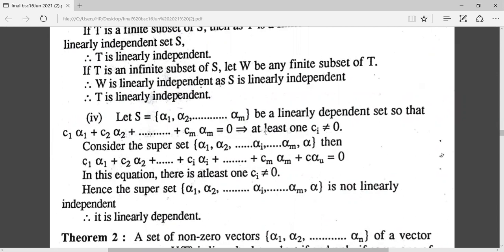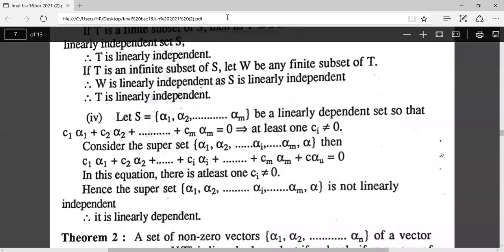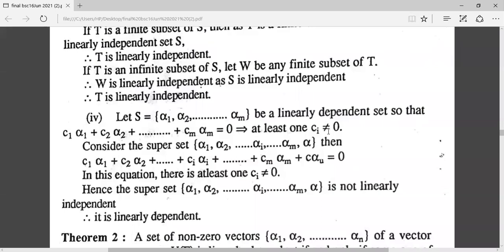In other words, there exists at least one scalar different from 0, say Ci. Here we have C1 alpha 1, C2 alpha 2 plus so on, Ci alpha i plus so on, Cm alpha m equals 0. So there exists at least one scalar not equal to 0 because it is linearly dependent.